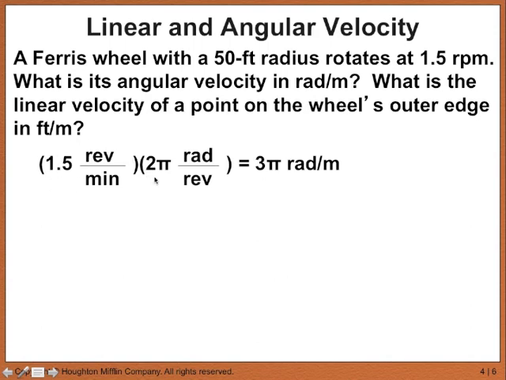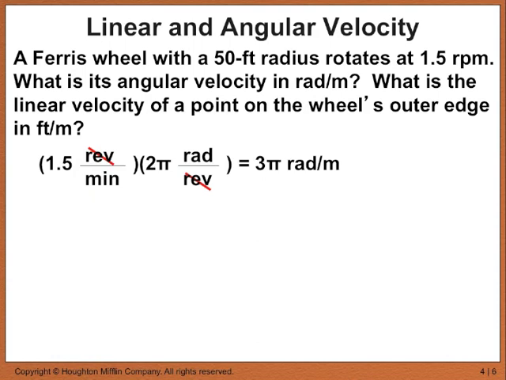And I also know that there are 2 pi radians in a full revolution of a circle. And so I have 2 pi radians per revolution. And that equals 3 pi radians per minute because, again, I can cancel units. Just as I can cancel numbers when I'm multiplying fractions, I can also cancel units. So I'm left with 3 pi radians per minute, and that's my angular velocity.